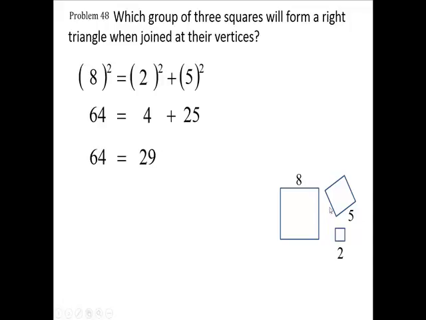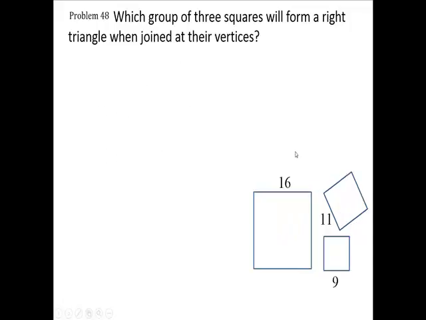Is 64 equal to 29? You may be able to join them, you may scoot them around, but you're not going to get a right angle because the Pythagorean theorem doesn't work, not for these three. So throw out those three. Let's go to a different set.